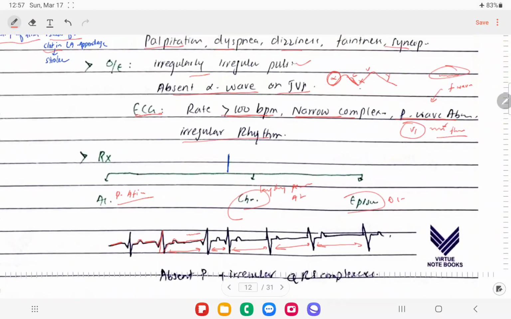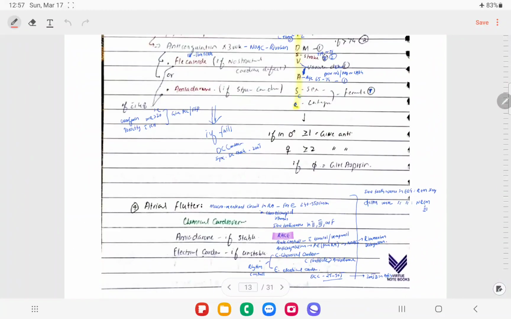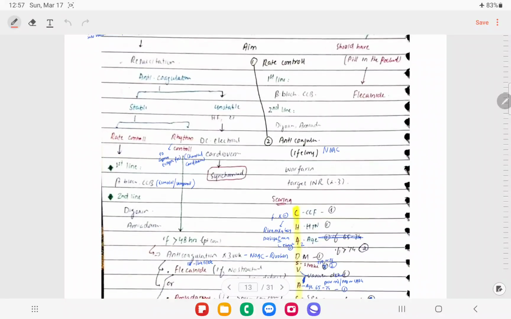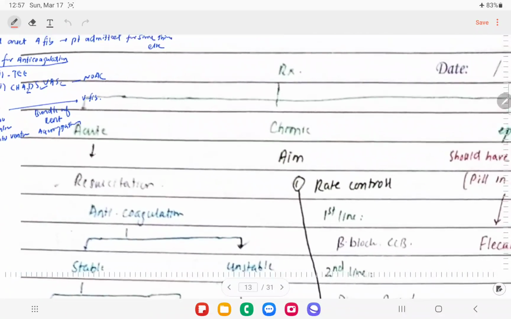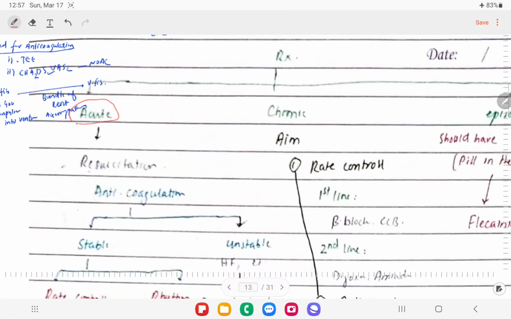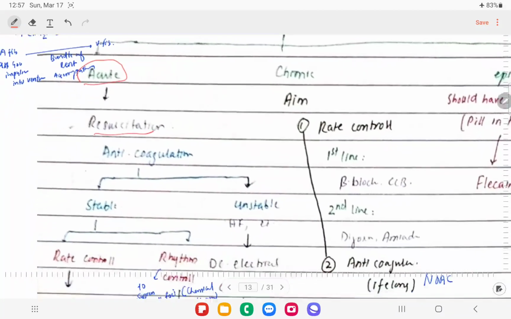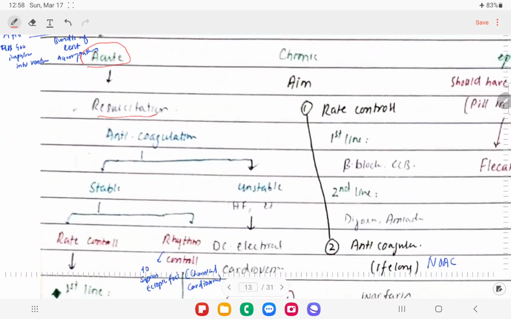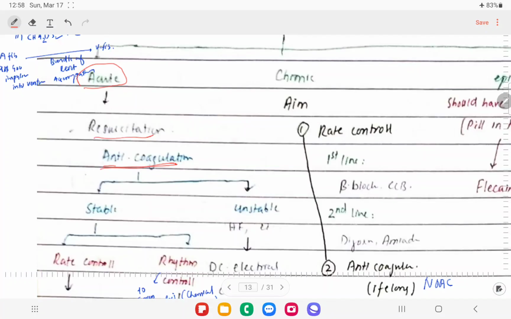Now let's move on to the next page and see how we're going to treat this patient. For treatment of acute, paroxysmal atrial fibrillation, we will have to resuscitate this patient. And then the anticoagulation basically depends on whether the patient has had atrial fibrillation for more than 48 hours.